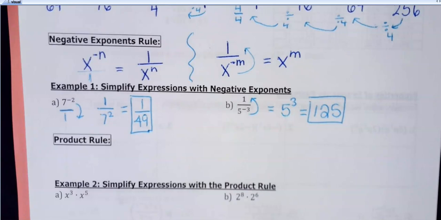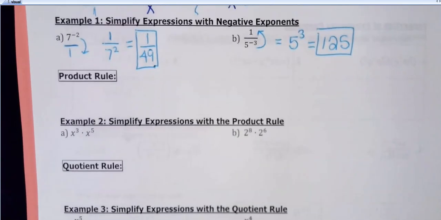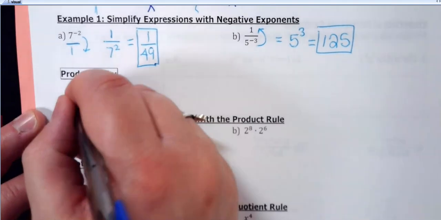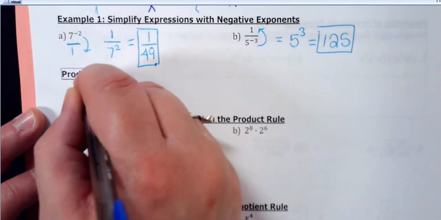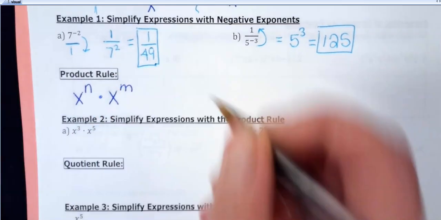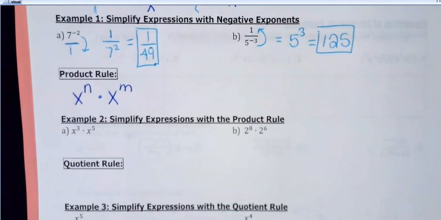Okay, all these are kind of, hopefully, review. They're kind of quick properties, but I want to make sure you guys remember them. All right, so the product rule. If I have a product rule, I'm going to multiply like bases. So let's say I have x to the n, and I'm going to multiply that by x to the m, so two different powers. Like bases, meaning they're both an x to an exponent.